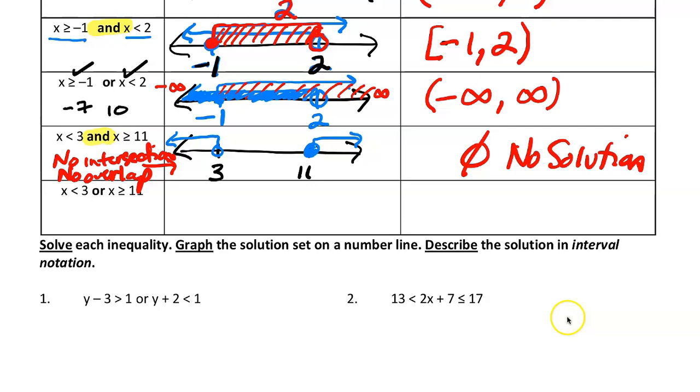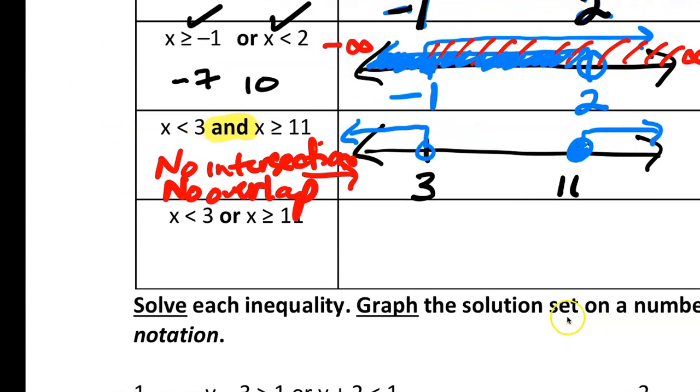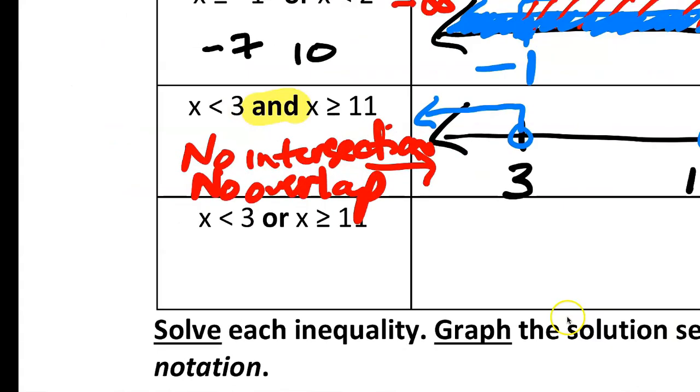So again, with this compound inequality, there is no number that is less than 3 and greater than 11 at the same time. Can you think of a number that's less than 3 and it's also greater than 11? There's no one number that works for both.